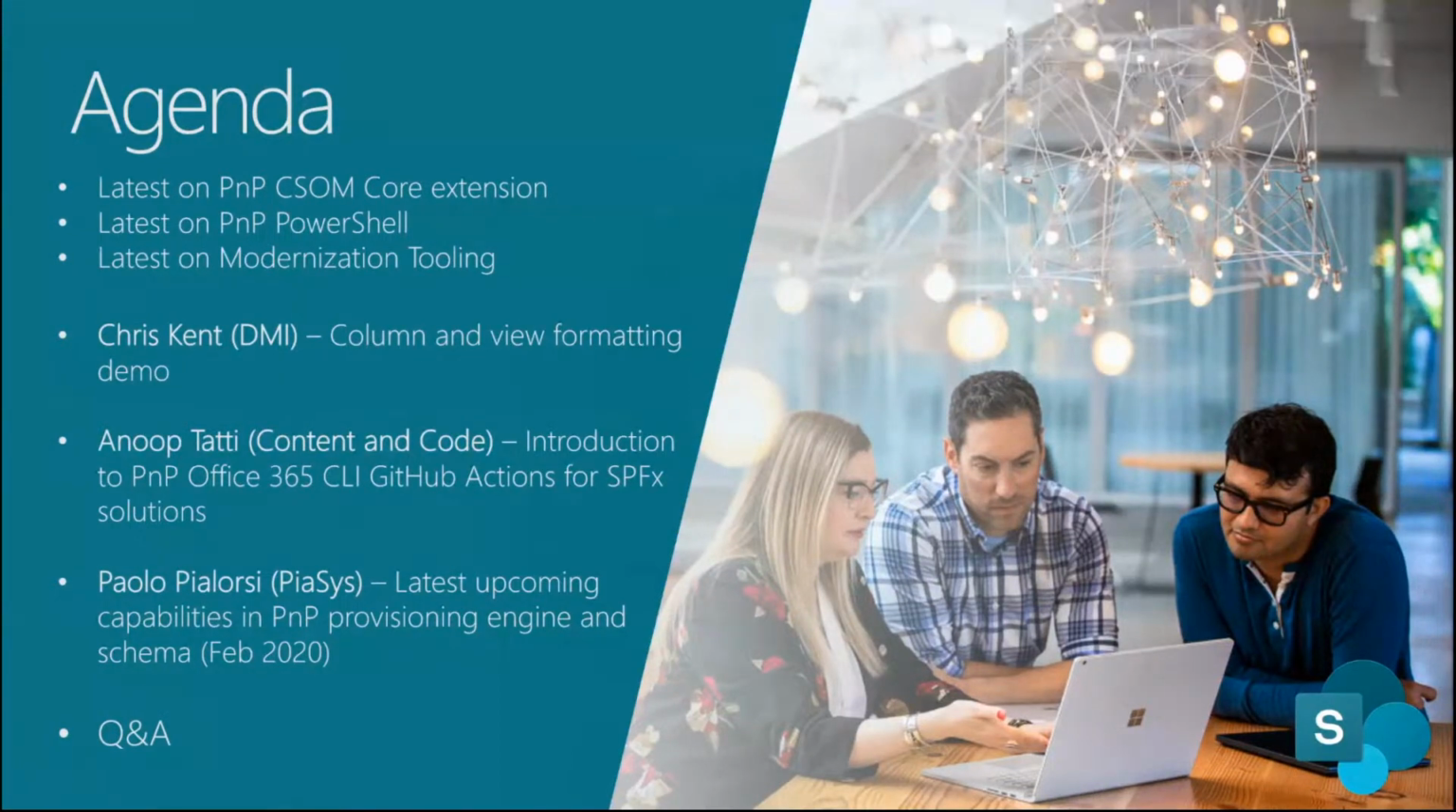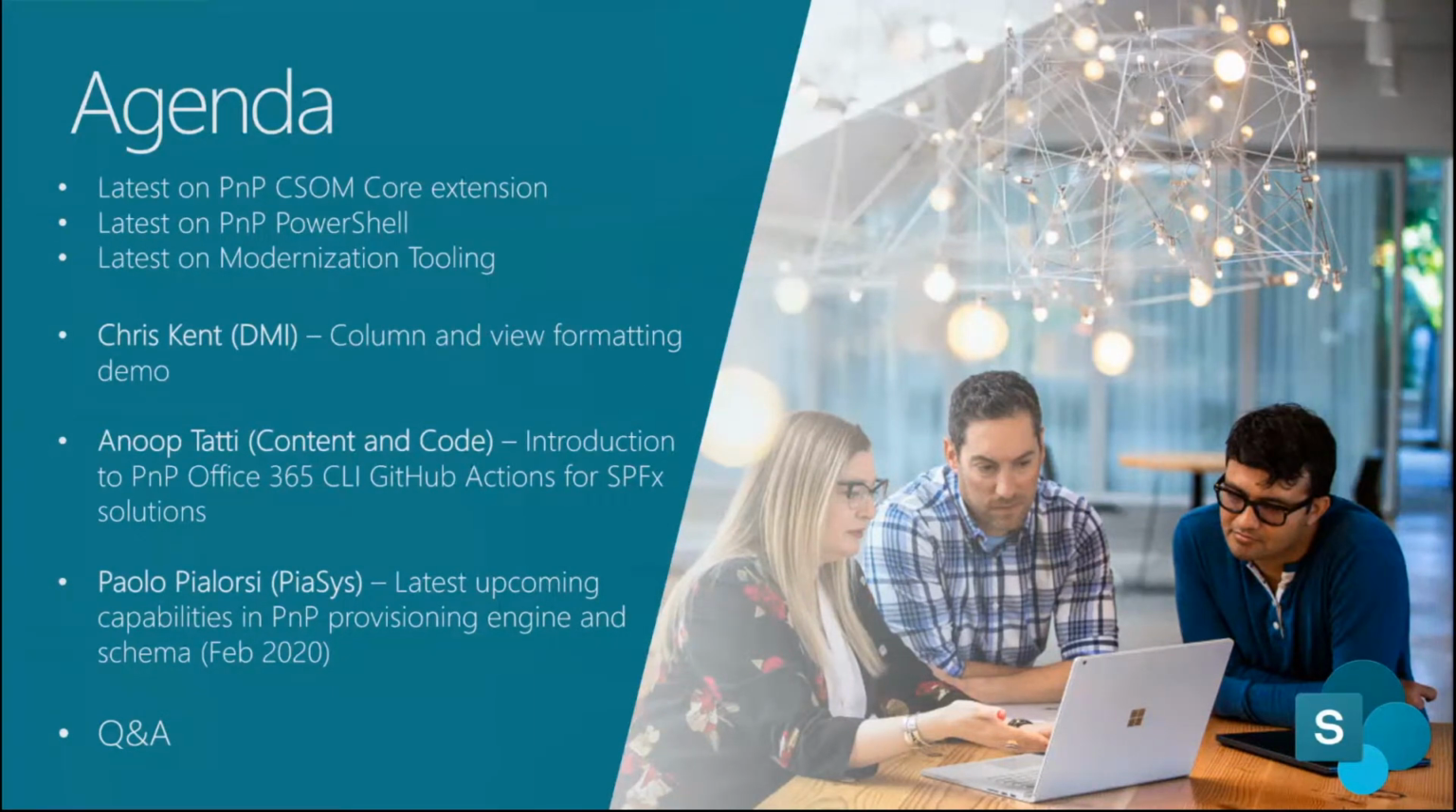The second demo is from Anup Tatti from Content and Code. It's an introduction to PnP Office 365 CLI GitHub Actions for SharePoint Framework solutions. And this is really cool. I haven't had a chance personally to look at GitHub Actions and how you can automate things in GitHub. But basically, there's a contribution from Anup related to this one, and it's using Office 365 CLI behind the scenes, and it looks really, really promising. So I'm curious to see that one live as well.